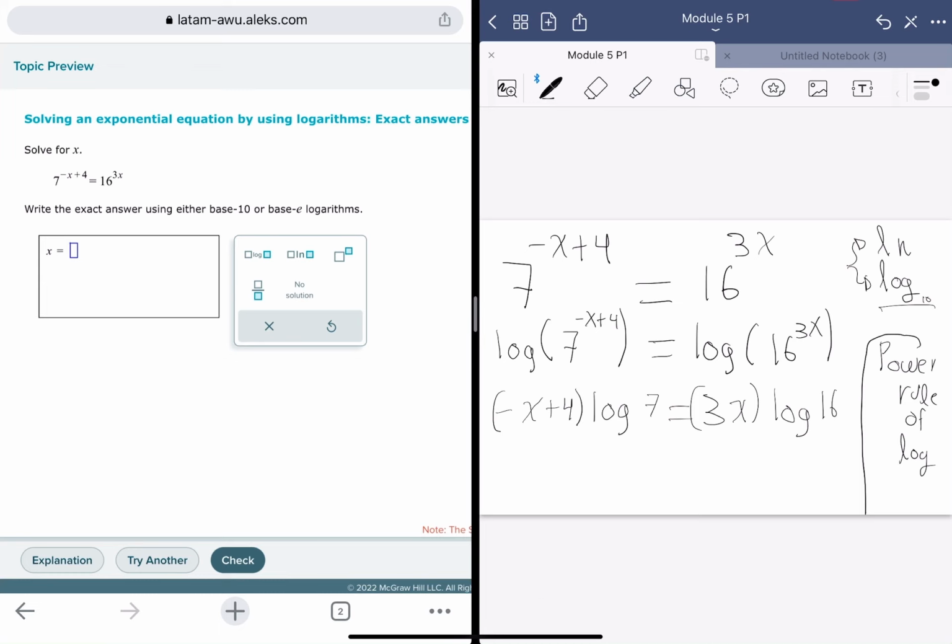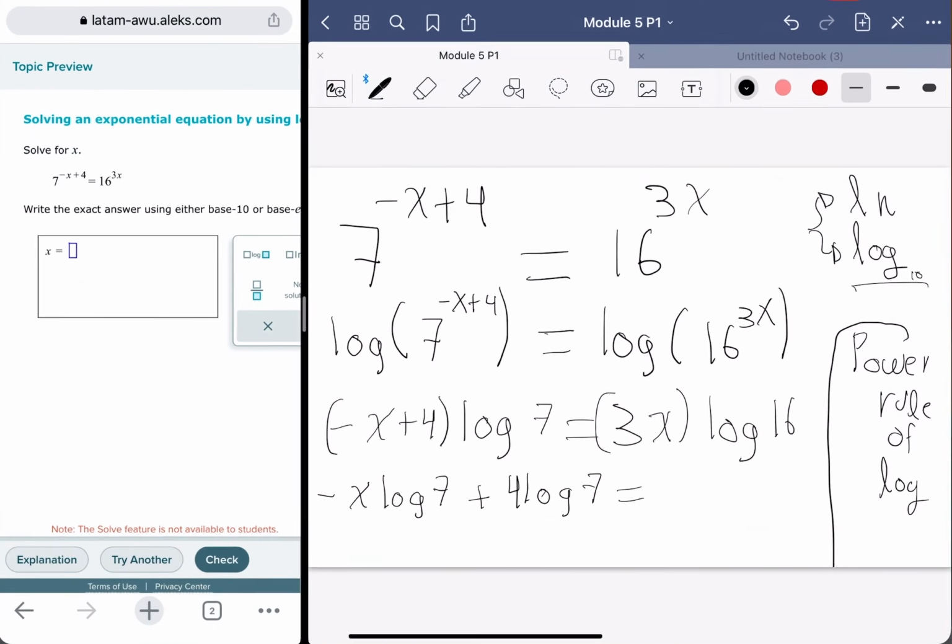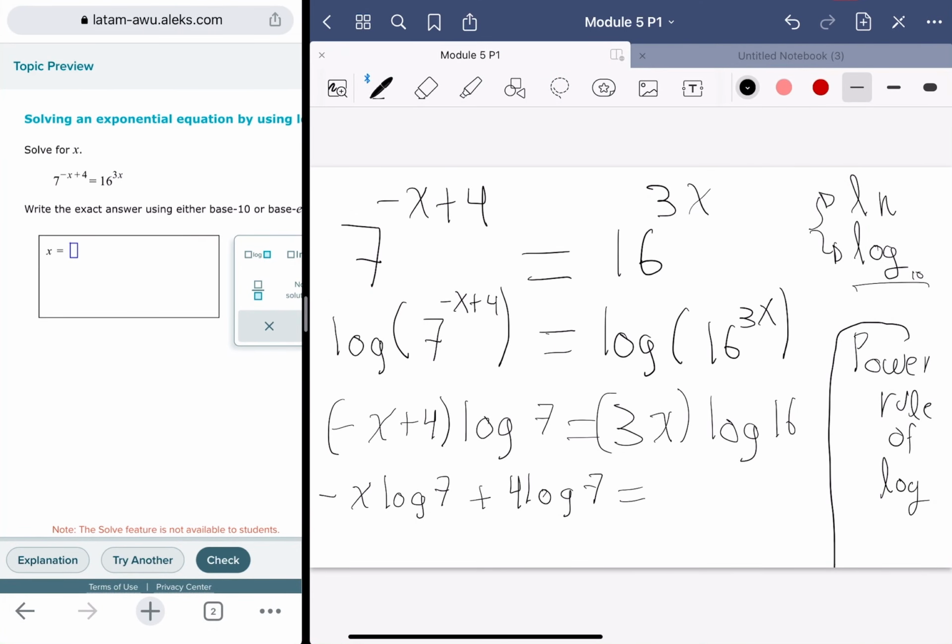Now I will multiply. I will do the distribution of this. That is going to be minus x logarithm of 7 plus 4 times the logarithm of 7, and that is equal to 3x logarithm of 16.